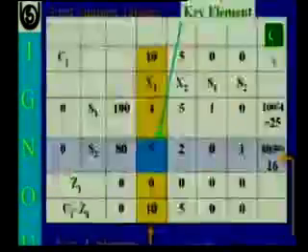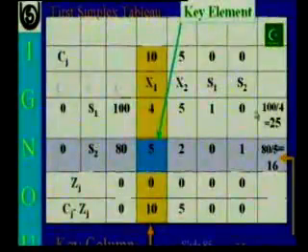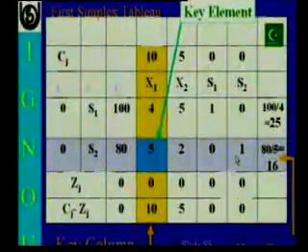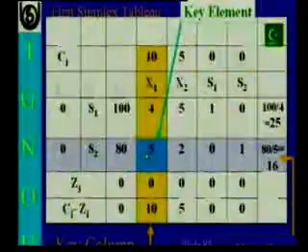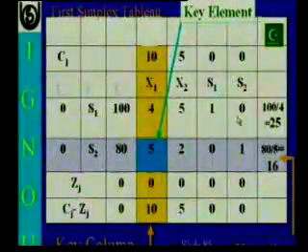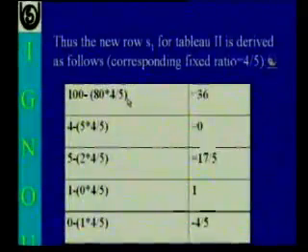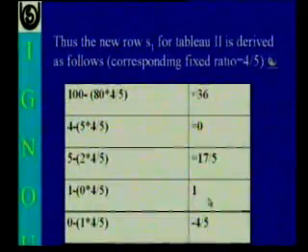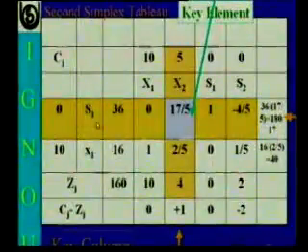So let us see that this is the row which needs to be modified. This is the key row which is modified by dividing by the key element. So this row we have to modify. So this is 100 minus 80 into 4 by 5. This is the fixed ratio, and this is the old row number. So 100 minus 80 into this, that comes to 36, 0, 17 by 5, 1, and minus 4 by 5. So this row has now been changed.